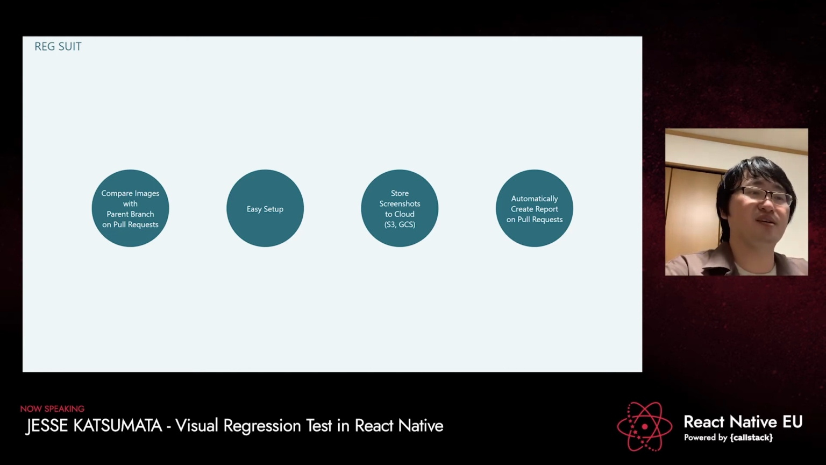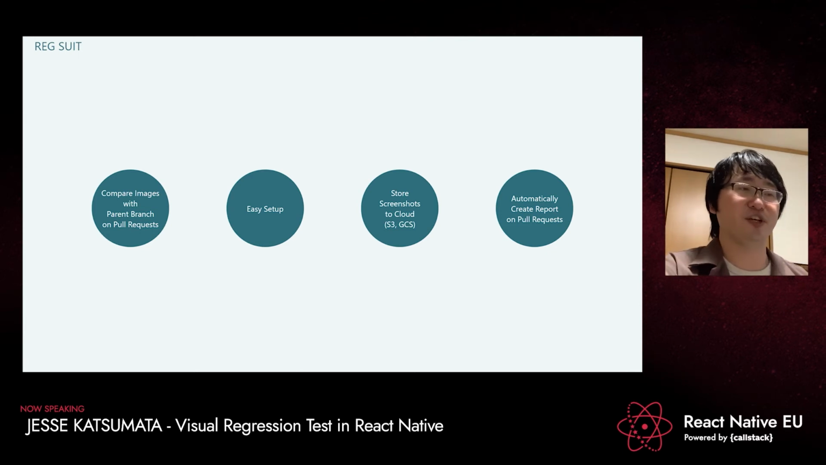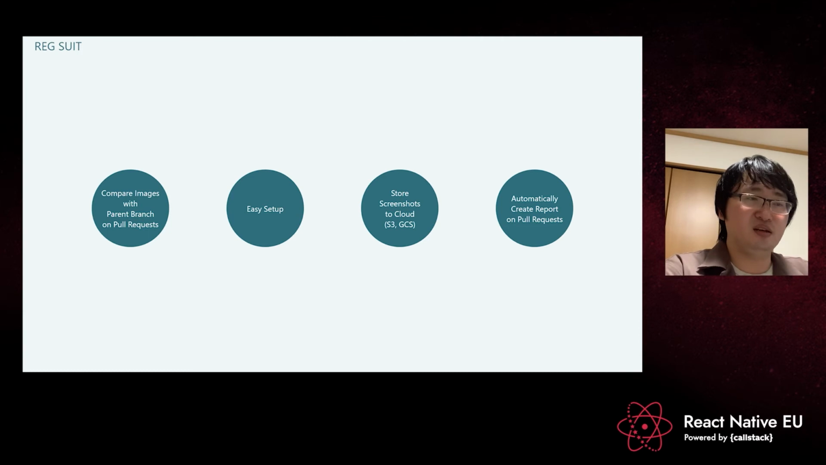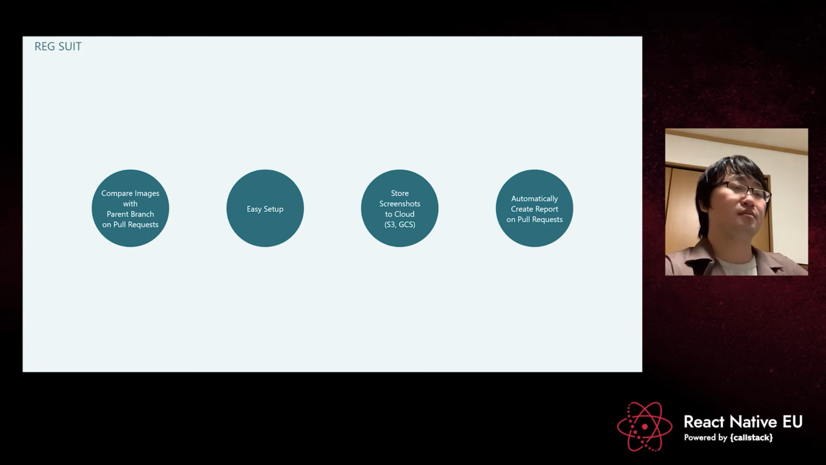Setting up RegSuit is also very easy. It provides a CLI command that does everything for you. And once it is set up, it will automatically create reports like the one I showed in the previous slides, listing which screenshot has been modified or newly added or deleted on every pull request.